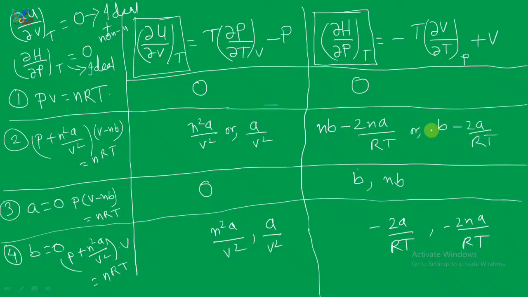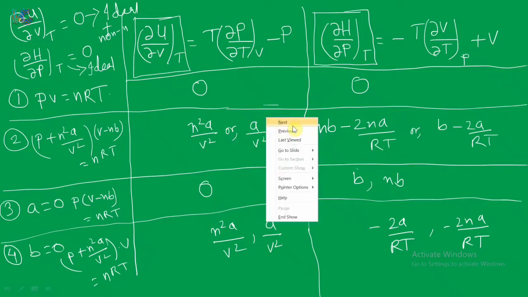So for 1 mole, the answer will be B minus 2A by RT, and for n moles, you can cross-check once, there will be nB minus 2n²a by RT. If you take the assumptions that I told you in the previous class, that (V minus nB) whole squared is equal to V squared, and if you take the binomial expansion up to one term, until 1 plus 2A by RTV, then you will reach this result I told you in the previous class.